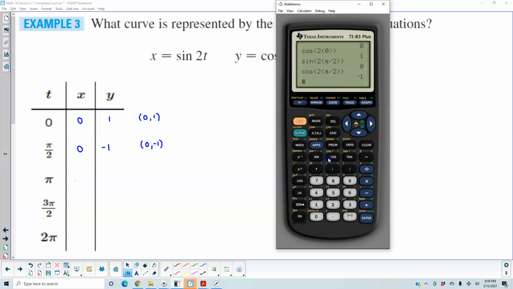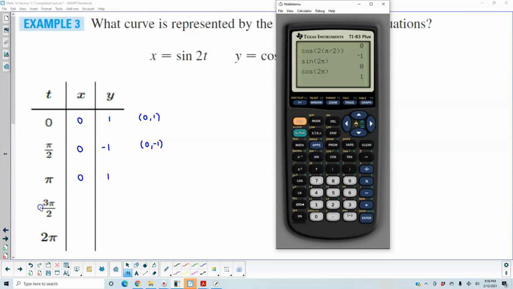Okay, then we're going to have the sine of 2 times pi, and that's equal to 0. And the cosine of 2 times pi is going to equal 1.